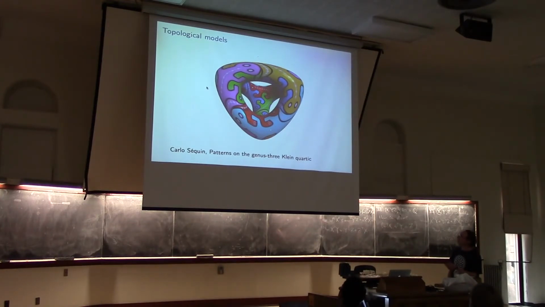Okay? So here's another model. The lizards, I think, are heptagons. There's an order 7 point. It's actually really hard to figure out this model. I'm going to skip this one. If you're interested in this one, look at Patterns of the Genus 3 Klein Quartic by Carlos Secan. He gives lots of pictures which look like this, but this is kind of the prettiest.